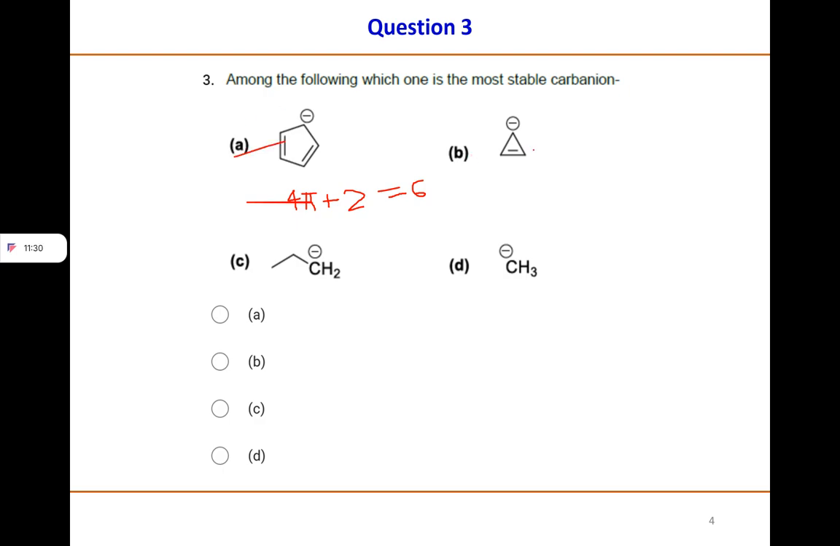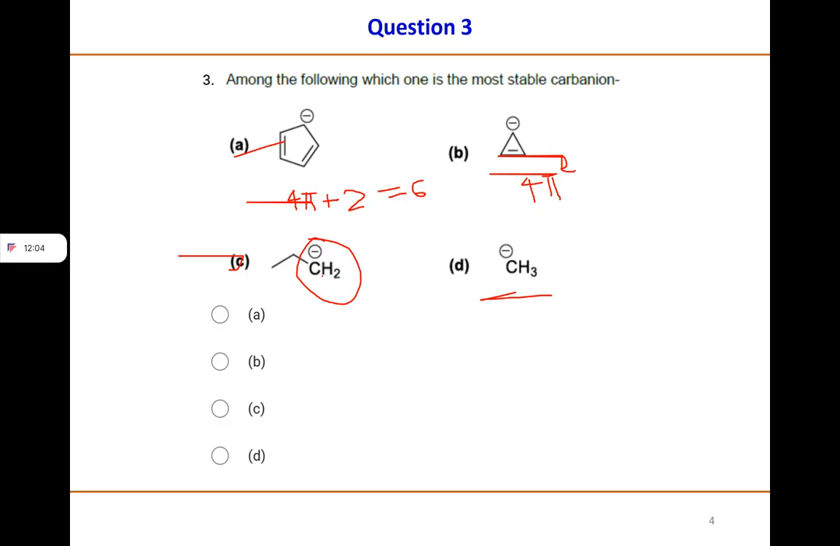Now talking about B, here we have 2 pi electrons and a negative charge. That means 2 more electrons, so the total pi electrons are 4, right? 4 pi electrons. Now the third one, C. Talking about C, this is a primary carbanion, and this one is also a carbanion. Both are carbanions.